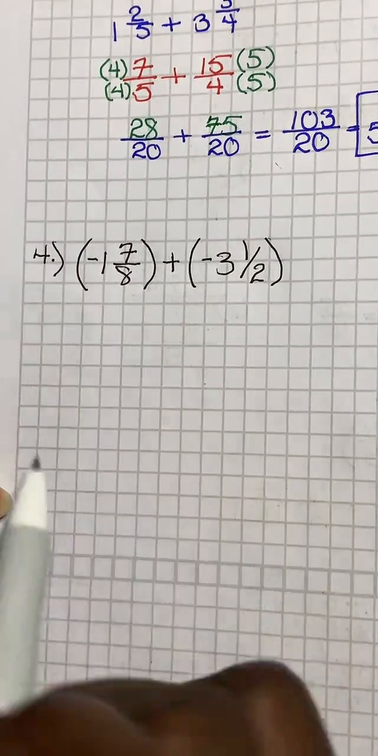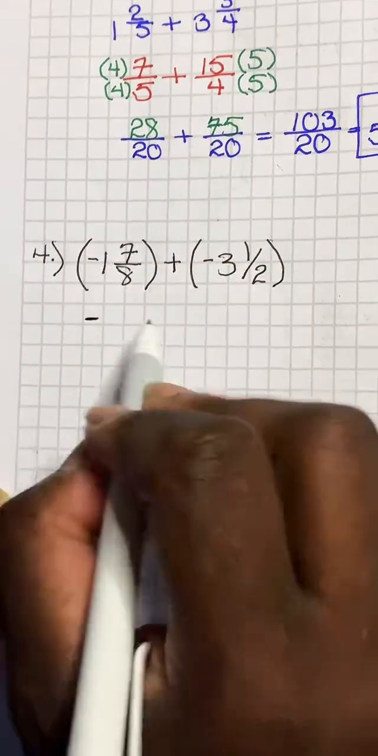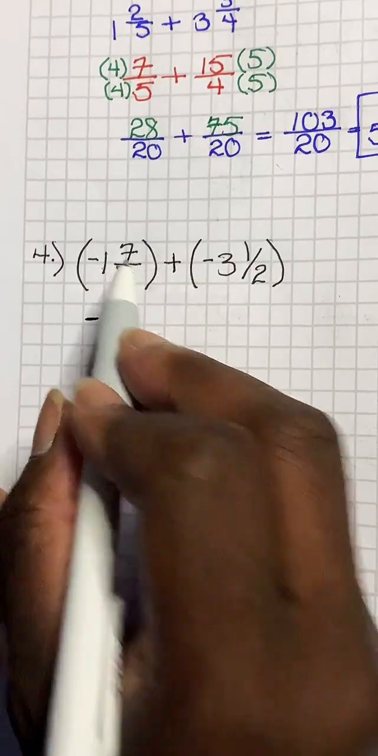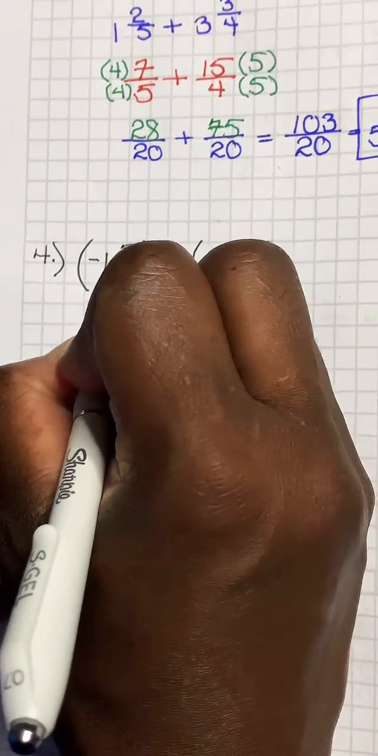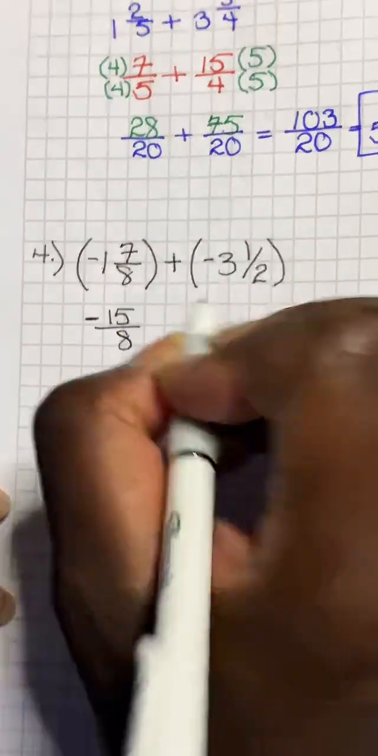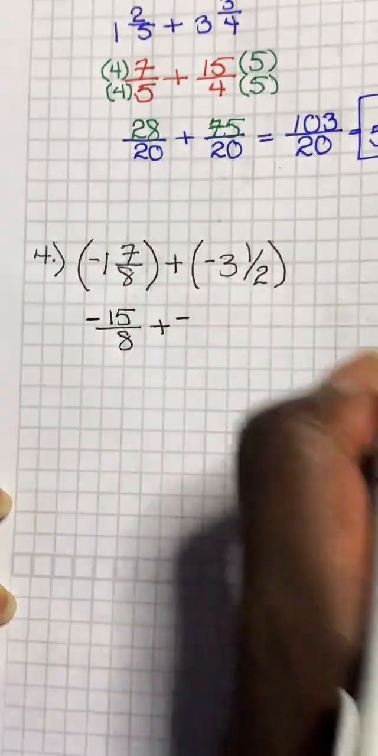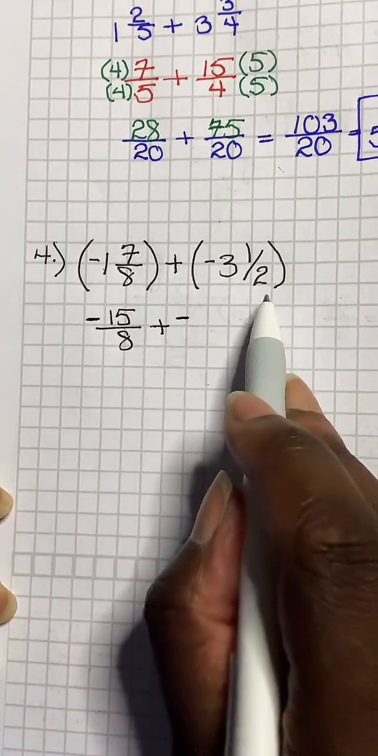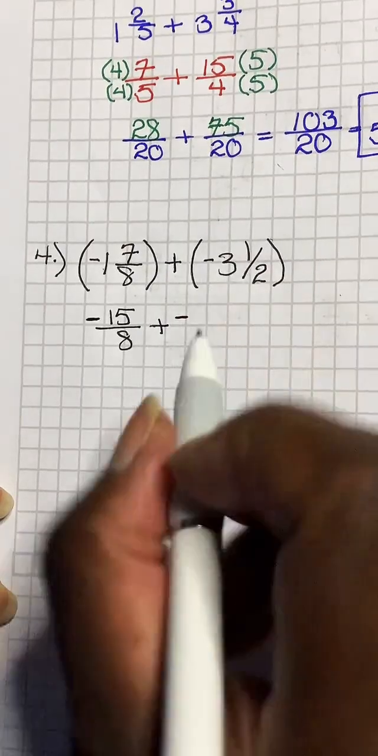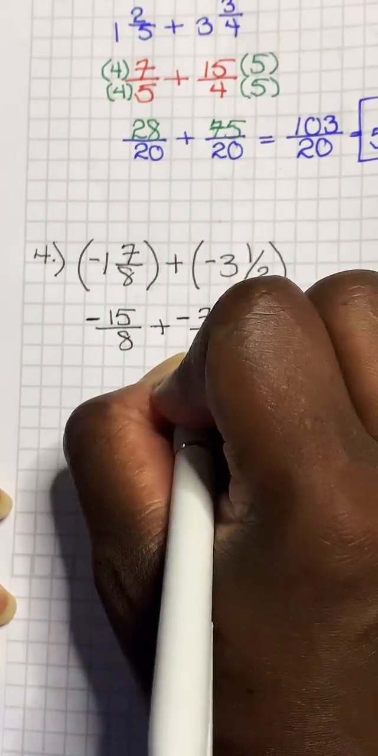8 times -1. Okay, we know the negative is going to be off to the side, so it's really 8 times 1. That gives me 8. 8 plus 7, that gives us 15. So we have 15 over 8, plus, have our negative. Now we're going to do it again. So 3 times 2, that gives me 6, plus 1, that gives me 7, over 2.